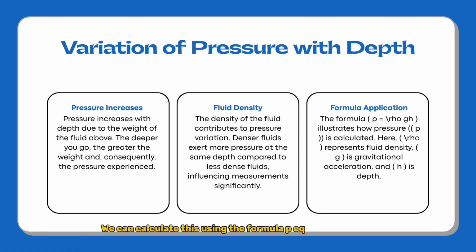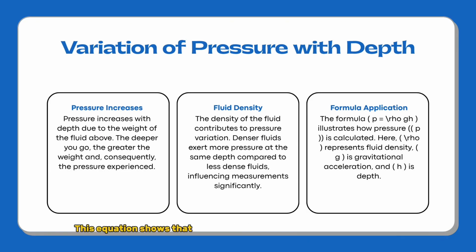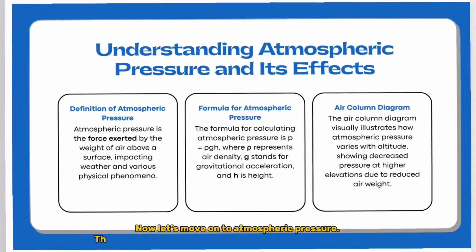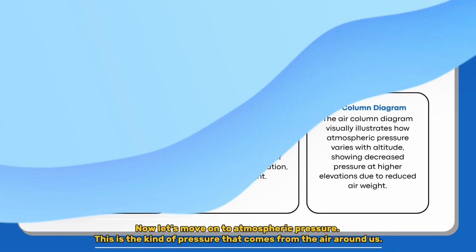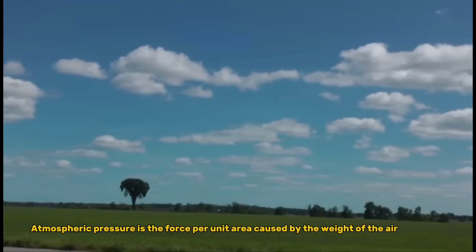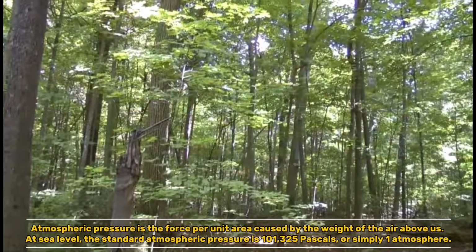We can calculate this using the formula P equals rho times g times h, where rho stands for the density of the fluid, g is the acceleration due to gravity, and h is the depth. This equation shows that as either the density or the depth increases, the pressure also increases. Now, let's move on to atmospheric pressure. This is the kind of pressure that comes from the air around us. Atmospheric pressure is the force per unit area caused by the weight of the air above us.